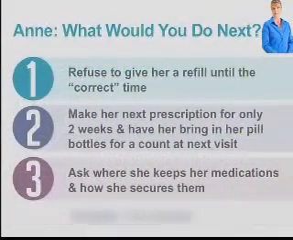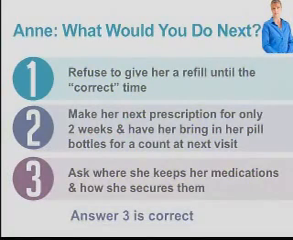So what are your options for Ann? You can refuse to give her a refill until the correct time. You can make her next prescription for only 2 weeks and have her bring in her pill bottles for a pill count at the next visit. Or you can ask where she keeps her medication and how she secures them. The correct answer is answer 3. And you ask Ann where she keeps her medication and how she secures them.